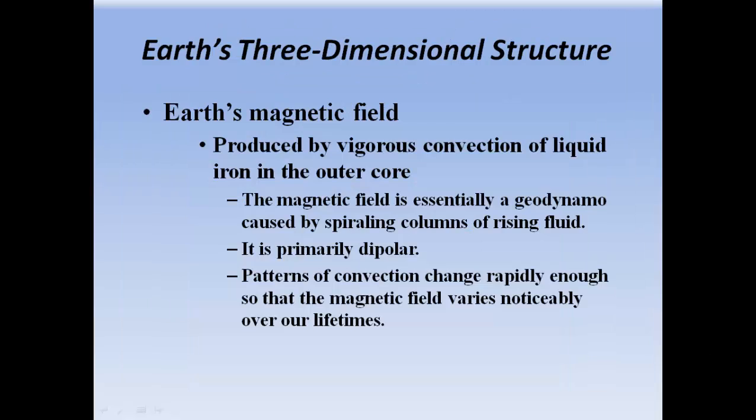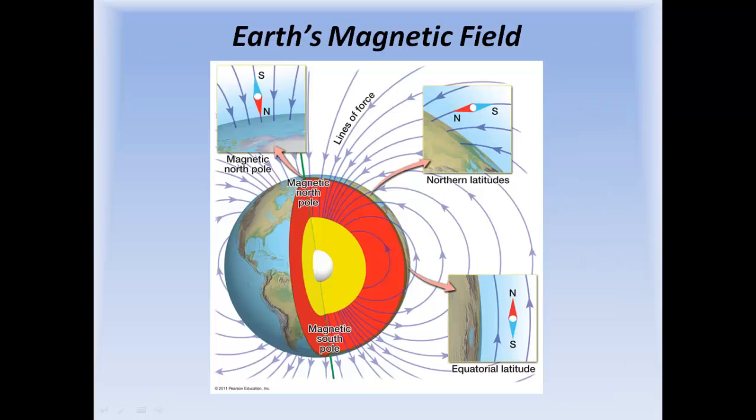Earth's magnetic field is produced by vigorous convection of liquid iron in the outer core. The magnetic field is essentially a geodynamo caused by spiraling columns of rising fluid. It is primarily dipolar, so there's a north pole and a south pole. Patterns of convection change rapidly enough that the magnetic field varies noticeably over a lifetime.